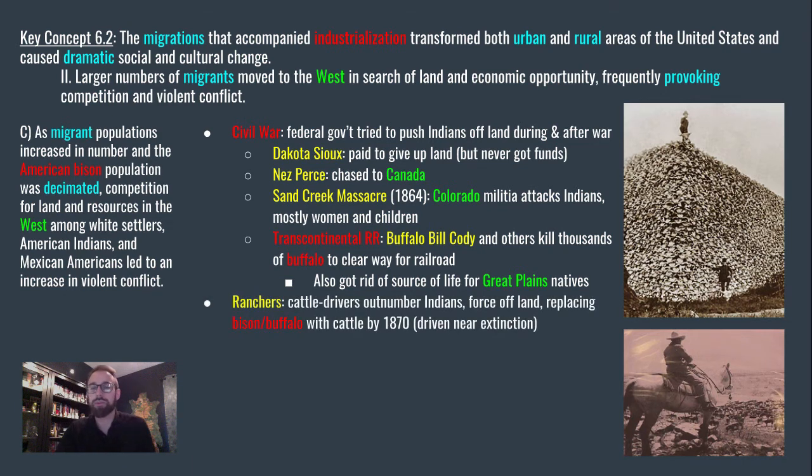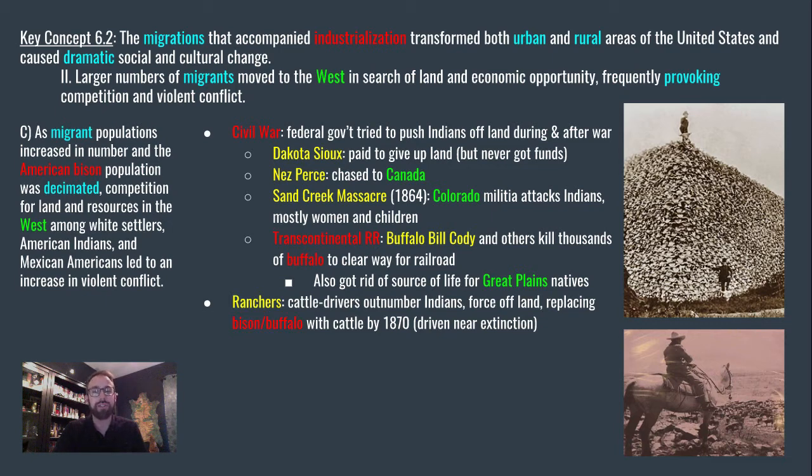Something else that came through that led to the fleeing of the natives from the land and forcing them off their land were ranchers. So as more white settlers moved into the land, they were using the land to have their cattle graze and then eventually slaughter them and send them off to markets, especially in Chicago.